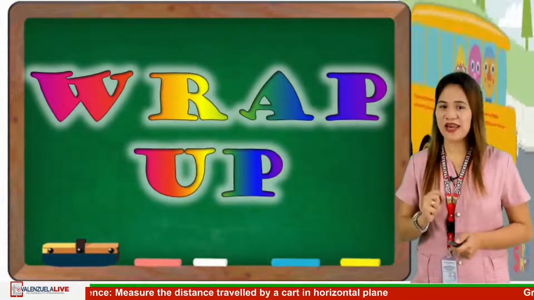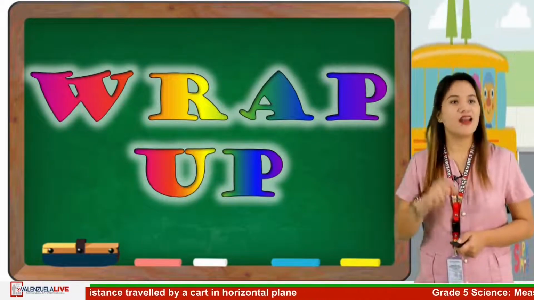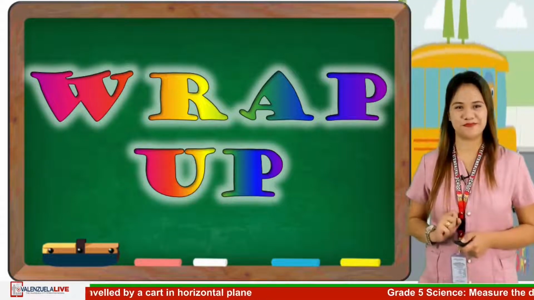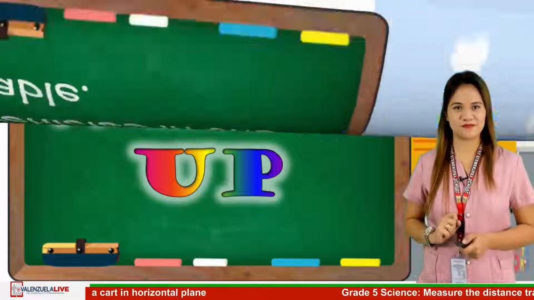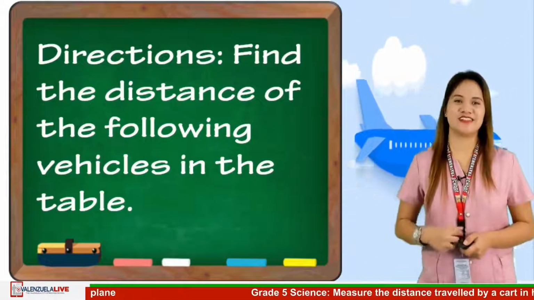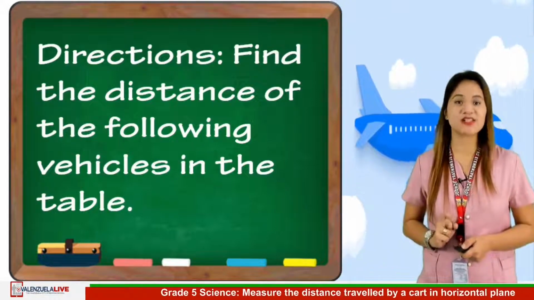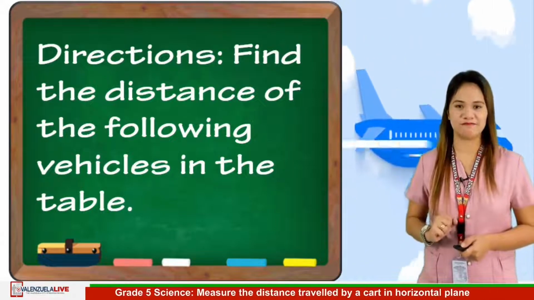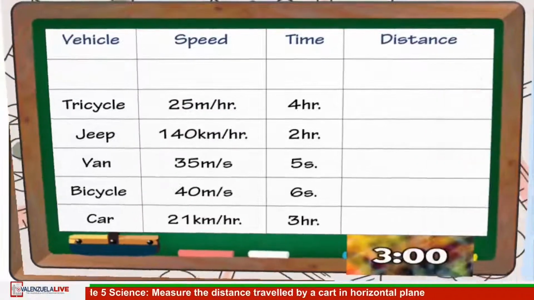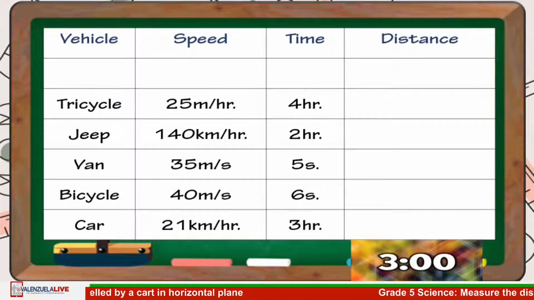Now, let us find out if you understand today's lesson, and let's wrap it up. Directions: Find the distance of the following vehicles in the table. I am going to give you 3 minutes to answer the following. Are you ready? Timer starts now.